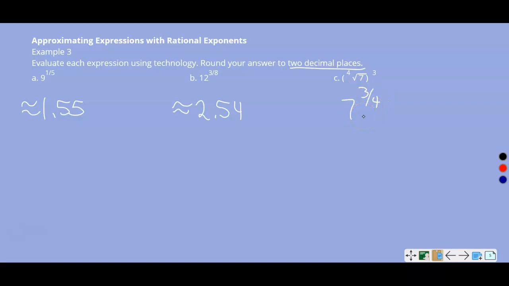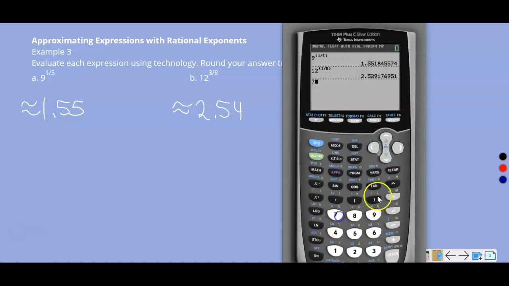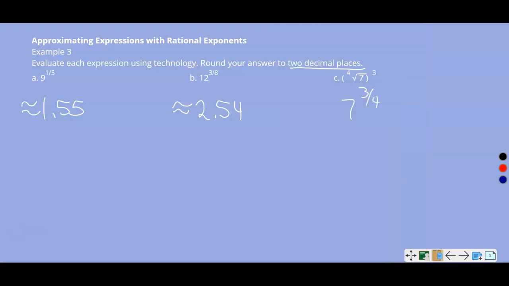And then we can put that in our calculator as well. So 7 to the 3/4 power, and that's going to be about 4.30. Again, because it says 2 decimal places, that's why we added the 0 on the end, even though it doesn't make a difference.